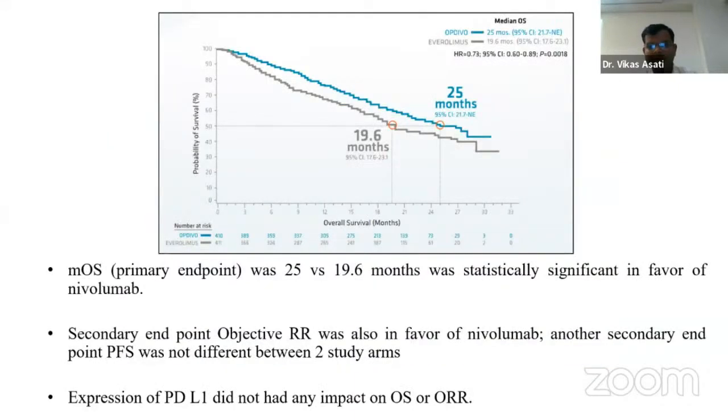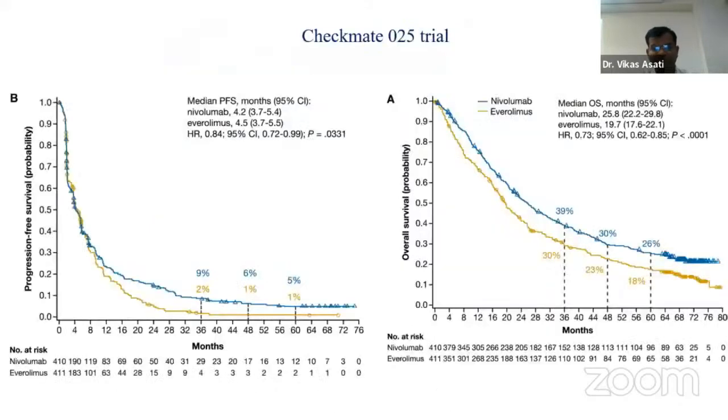We can see that the graph started separating almost in the first couple of months, and the median overall survival in the nivolumab arm was 25 months as compared to 19.6 months in the everolimus arm. There was an OS benefit, but no PFS benefit in this trial, and the response rate also favors the nivolumab arm. The expression of PD-L1 did not have any impact on OS or overall response rate.